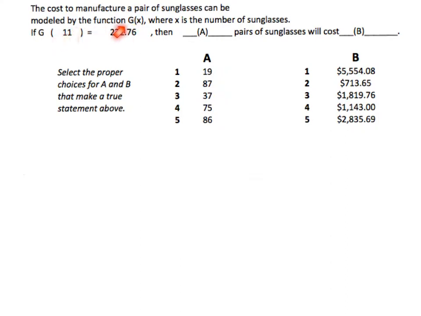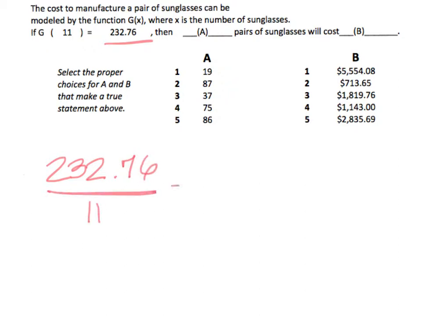So if you put in 11 and get back this, you can reasonably surmise that the cost to manufacture just one pair of sunglasses can be found by doing the following. The cost, $232.76 divided by the number of sunglasses. What do you come up with when you do that problem? $21.16.